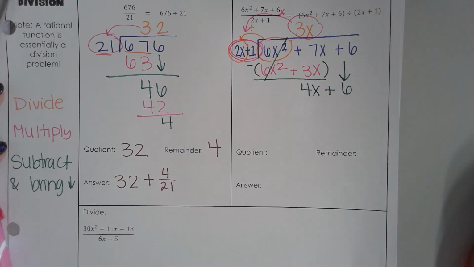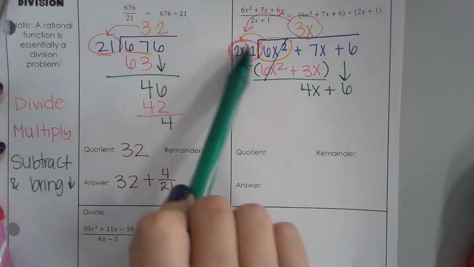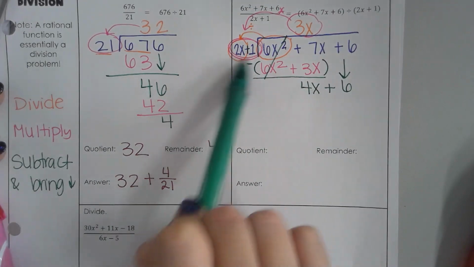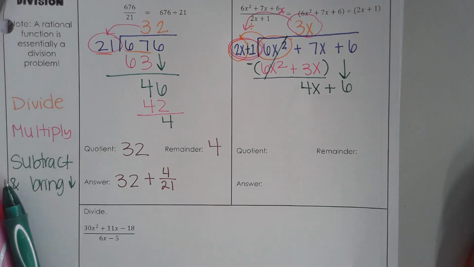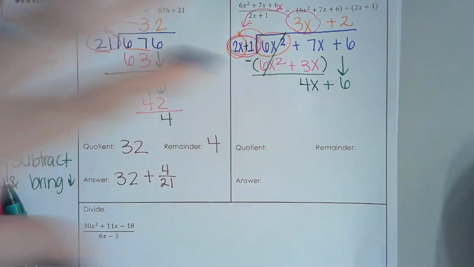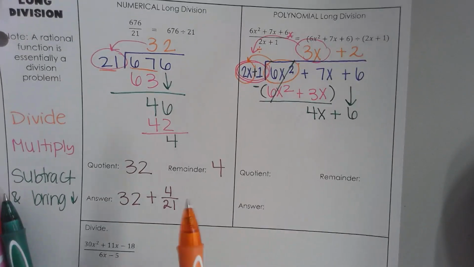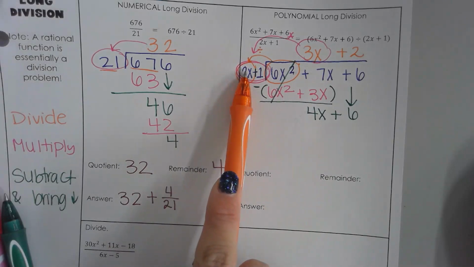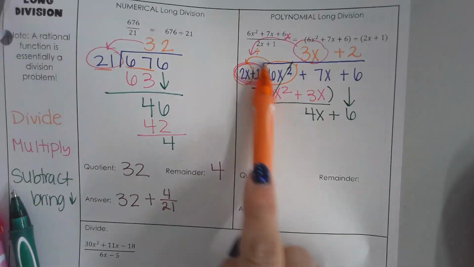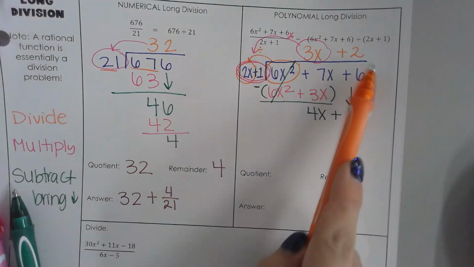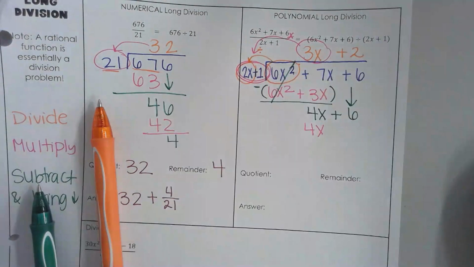And then I go back through that process again. So I take my leading term divided by this leading term. What's 4x divided by 2x? 2. So plus 2. So leading term divided by leading term, and then we get 2, and then I multiply. 2 times this whole thing. What's 2 times 2x? 4x. 2 times 1? 2.